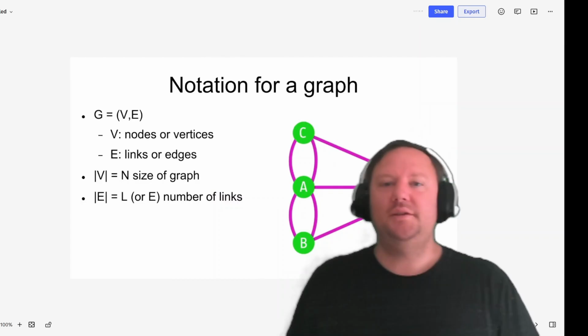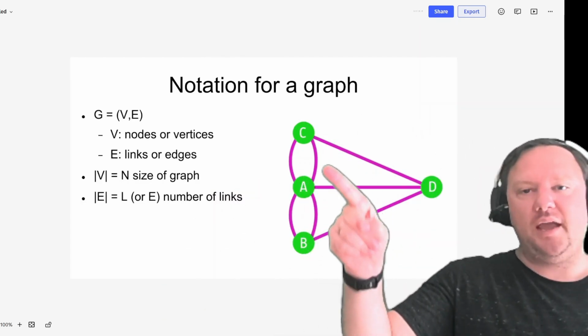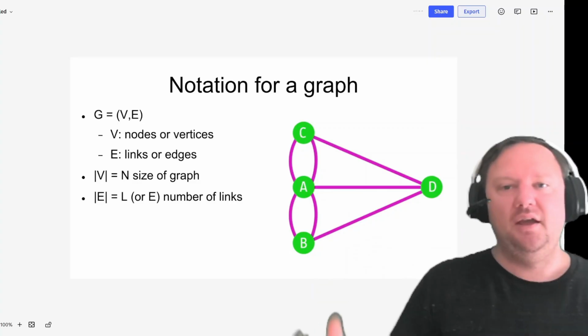So anyway, okay, let's see. Here's a picture of a graph. A, B, C, D, those are the vertices, these pink lines or curves.